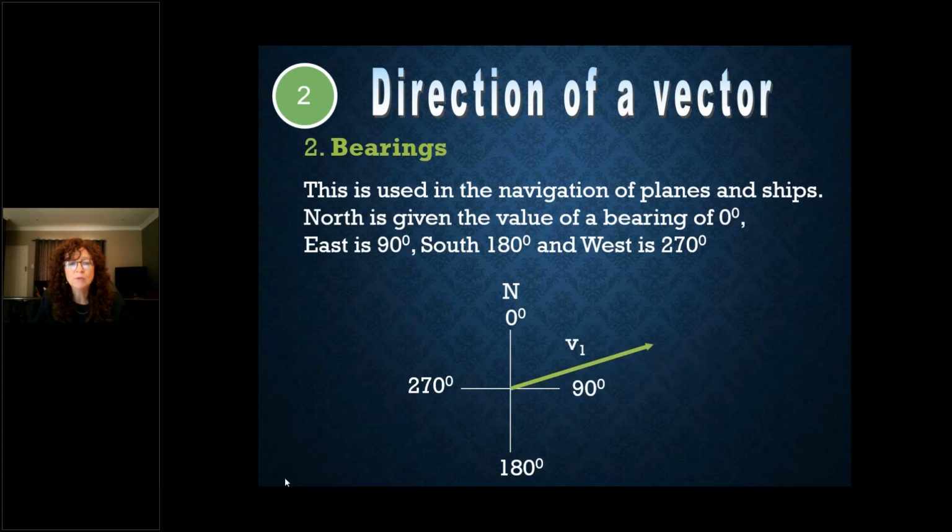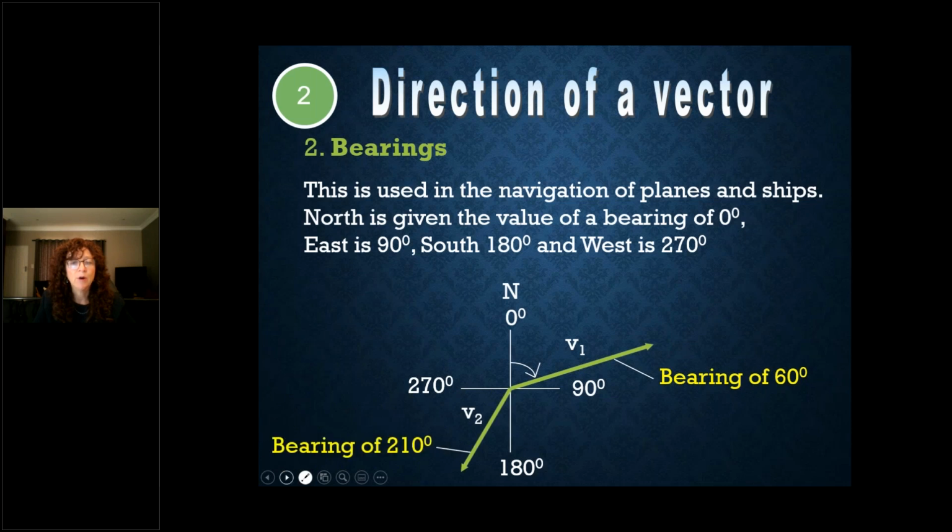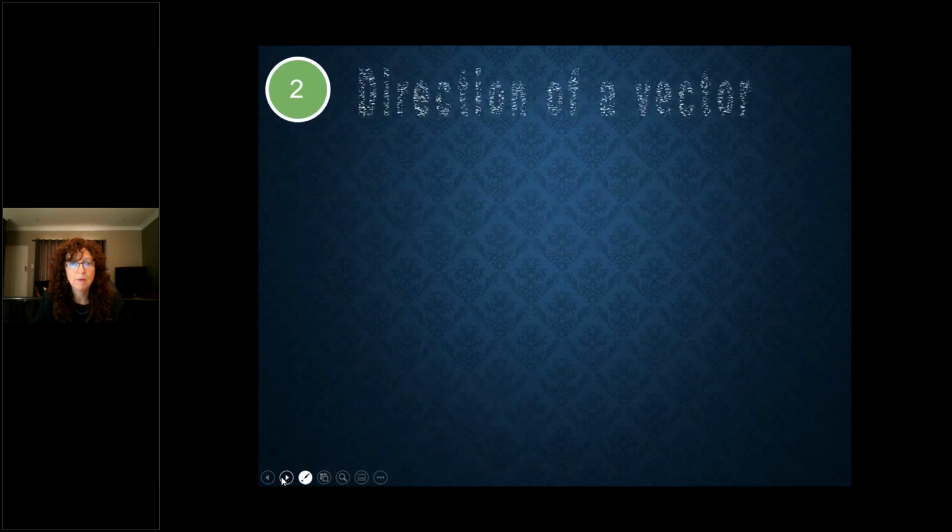So now you will say it will no longer be 30 degrees north to east, it will be a bearing of 60 degrees, right? So, and that will be 210 degrees measured from the 0-degree line. All right, so that is the direction of a vector.